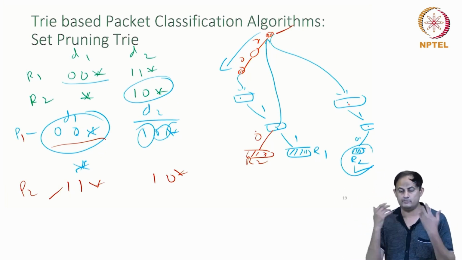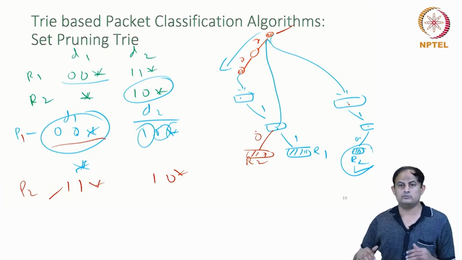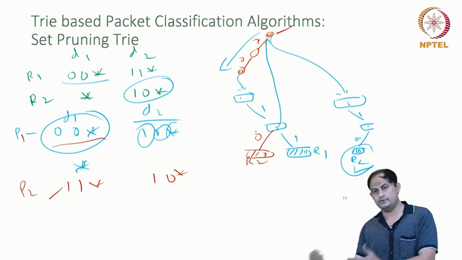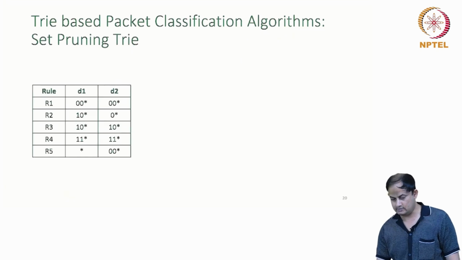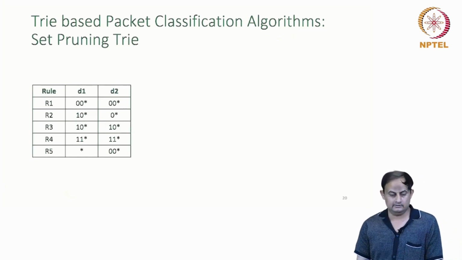The overall memory size requirement is going to increase. So this kind of structure, which comes at the cost of the storage space but avoids the backtracking, is called the set pruning tree. Let's take a couple more examples. So here is a classifier, and it says that you construct the set pruning tree.